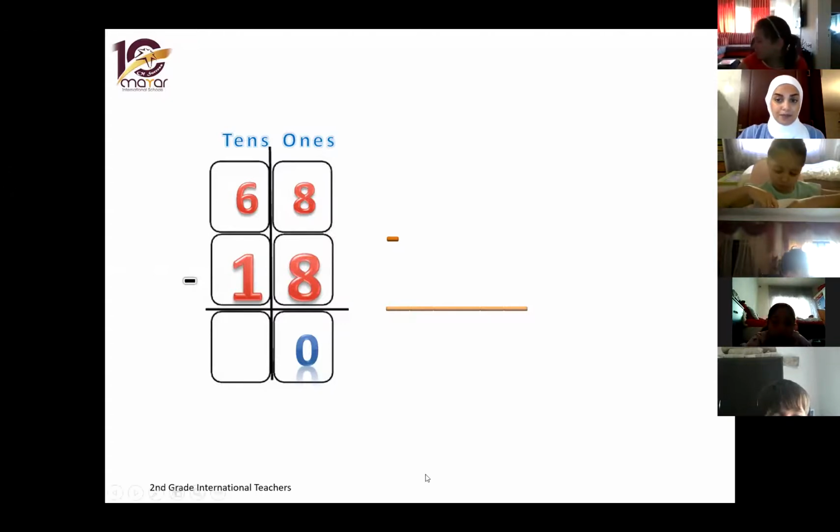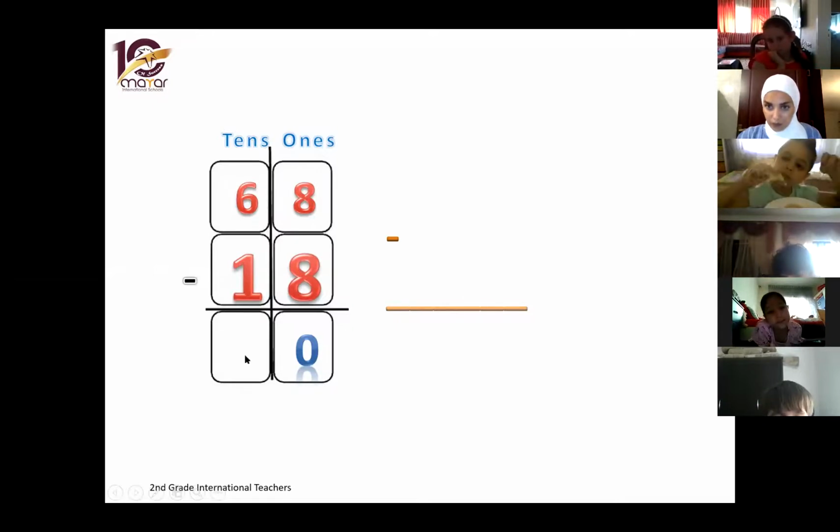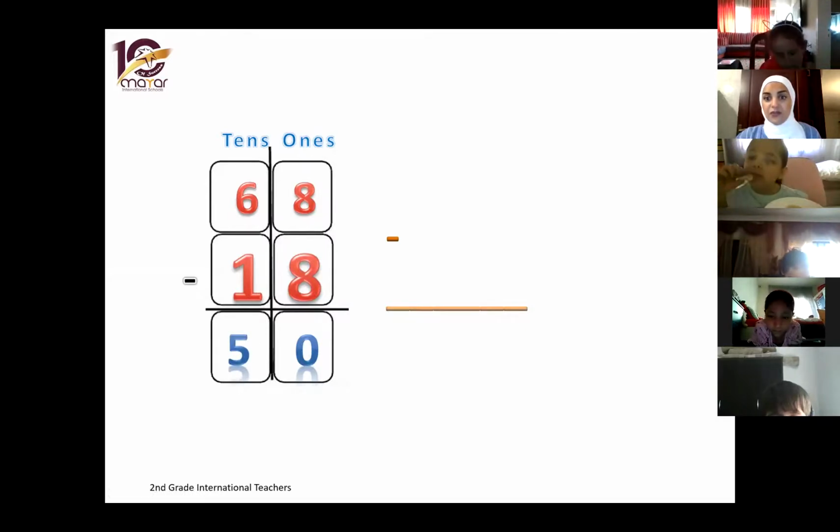Bisan, can you subtract the tens for me? More on top, no need to stop. Good. So 6 minus 1 equals 5. So what is the answer? 50. Good job. 68 minus 18 is 50. Thank you, Bisan.